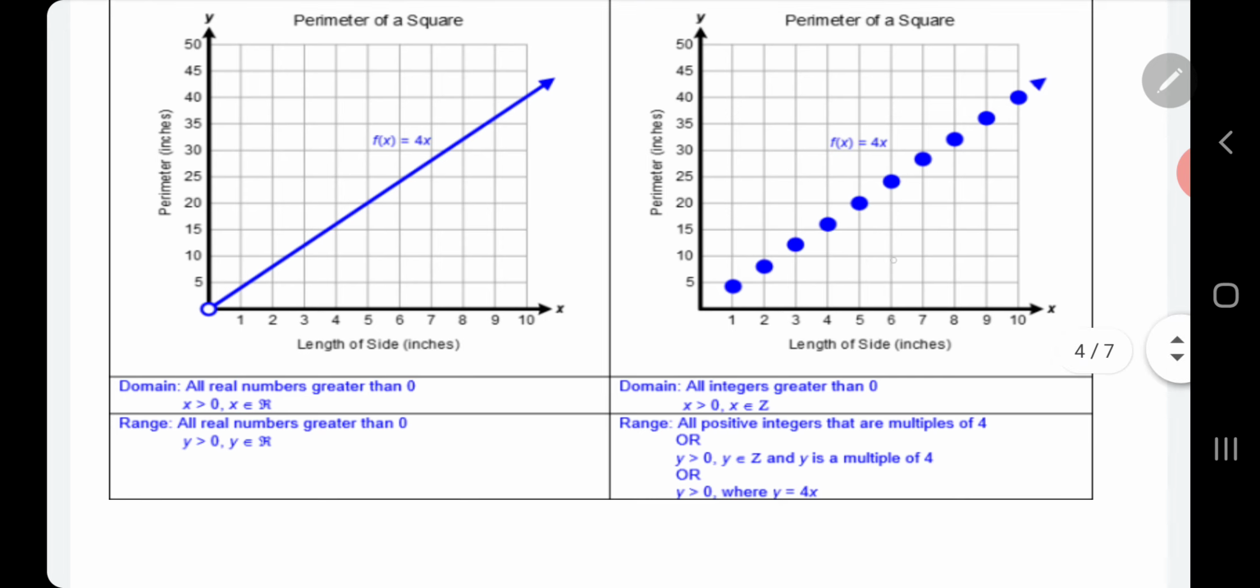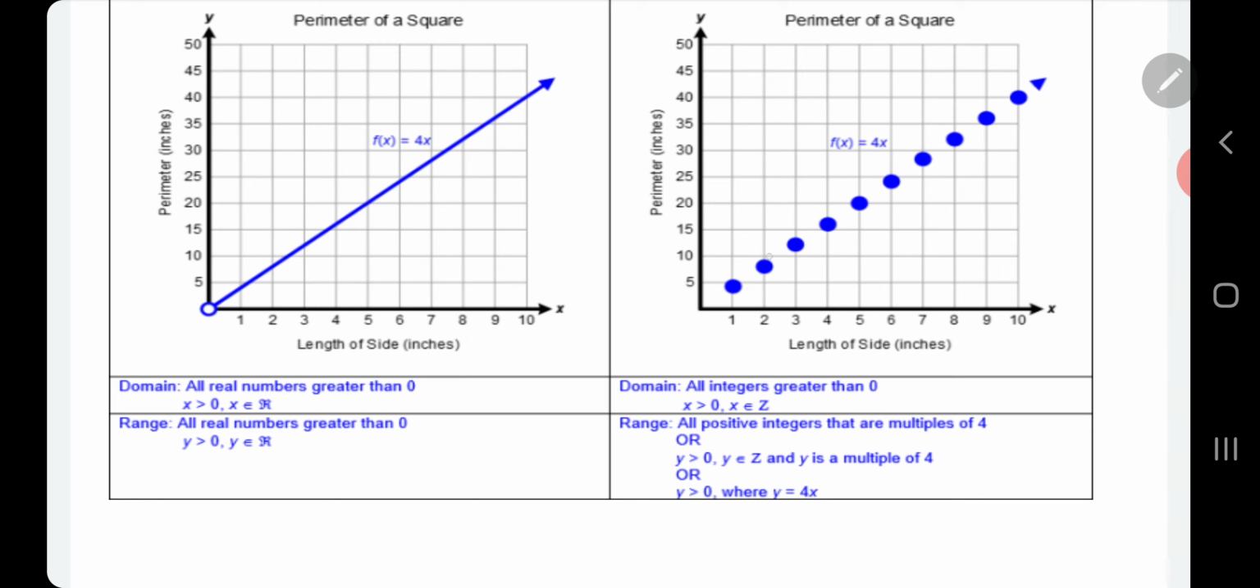Okay. So my domain is all integers greater than 0. Once again, we're using integers now to make our life easier because if I said all real numbers, that means I can be like 1.5. But if I'm saying just integers, then I can only be like 1, 2, 3, 4, 5, 6, and etc. So that's how we use this. So x is greater than 0, and of course x is an element of the integers.